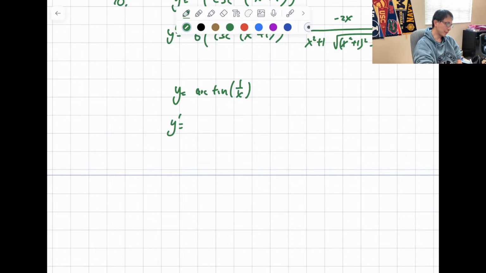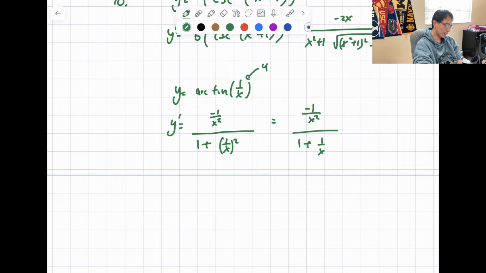So the derivative of this is going to be, well, this is a u, right? So that is going to be negative 1 over x squared on top, and 1 plus 1 over x squared below. A lot of people didn't know how to simplify this, which is scarier for me. It is negative 1 over x squared over 1 plus 1 over x squared.